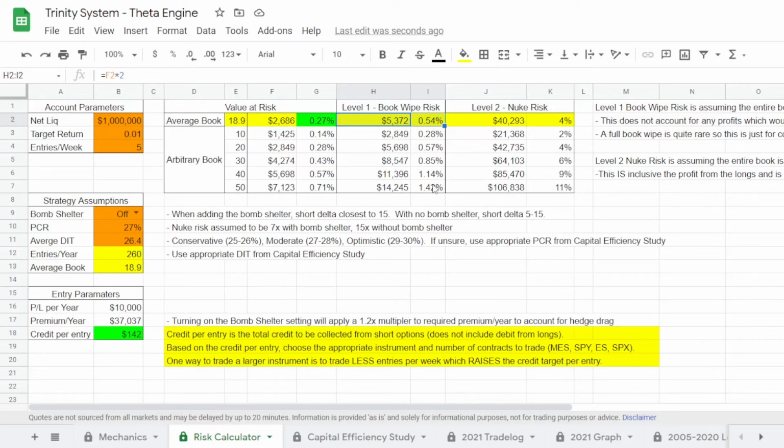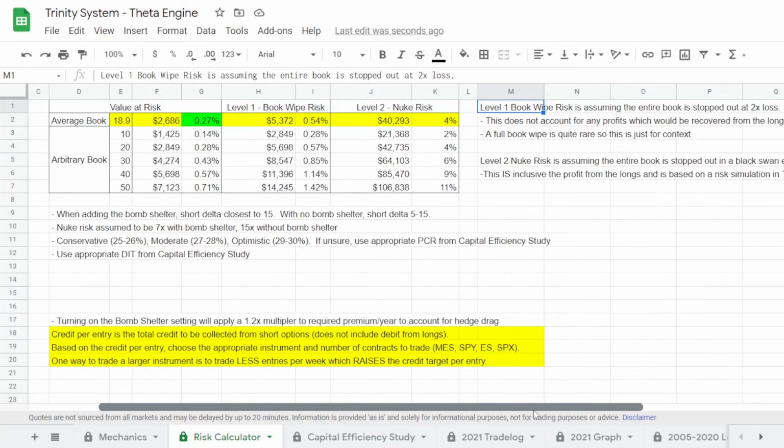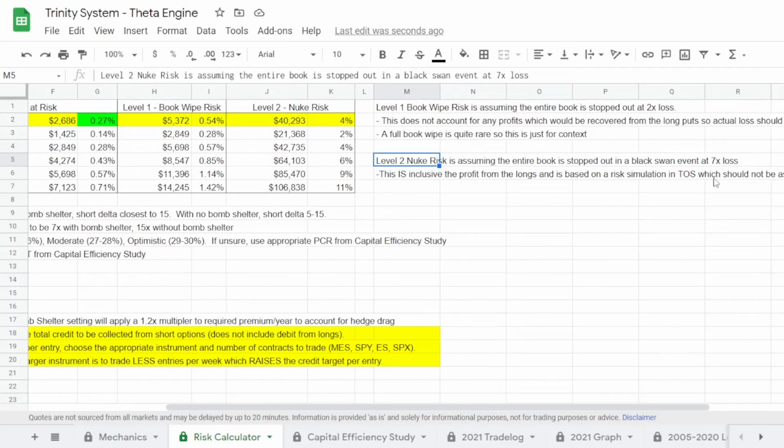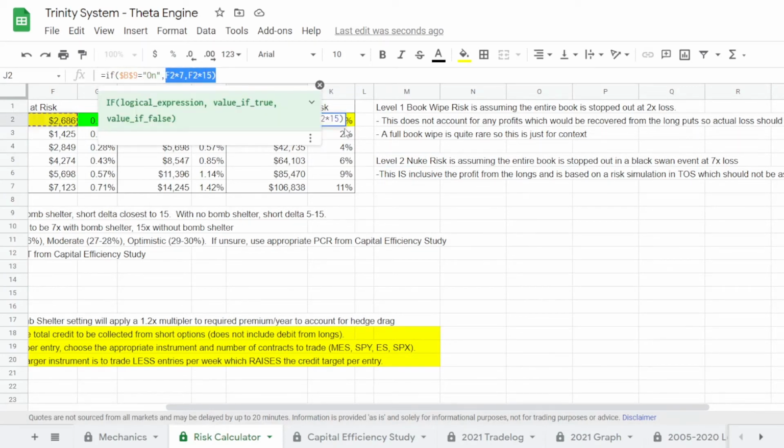So instead of 0.27, I think this rounds, let me add another decimal place here. It is 0.54. So if you have 0.27% of value at risk and you lose the book, you will lose 0.54%. And now we have level 2 next to a nuke risk, which I've said, I have sort of a disclaimer on the right hand side that I'm using a 2x loss to evaluate level 1 book wipe risk. And I'm using 7x loss as the nuke risk if you have the bomb shelter, and if you don't have it, it's 15. You can click and see the formula. It's sort of an if statement. If B10 is on, it uses 7x, and if it doesn't, it uses 15. Again, if you listen to the hedge episode, this is based on TOS analysis.